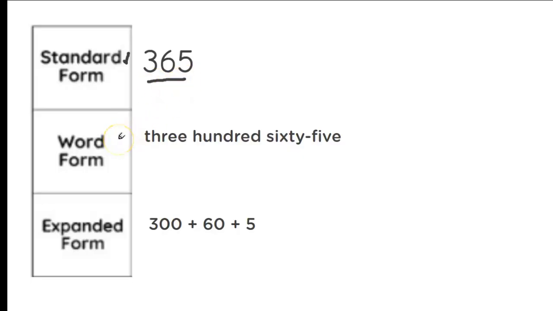Word form's pretty obvious. It's also called written form. The number is written into words. And then we have expanded form, which makes sense as well. You're expanding, you're stretching it out and showing all the values: 300 plus 60 plus 5.